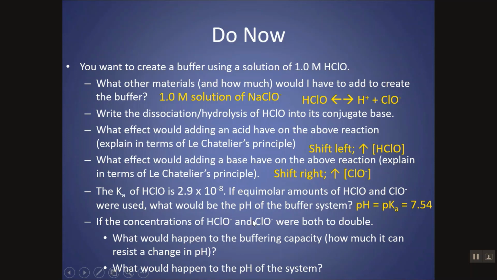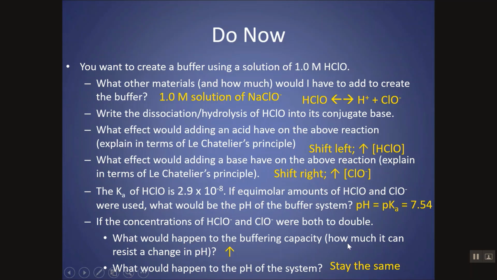If the concentrations of the acid and conjugate base were both to double, the buffering capacity would increase. I would be able to resist changes in pH for a longer duration of time, or resist more concentrations being added. We said the more we have to start with, the better it can function as a buffer. The pH, however, would not change. It would stay the same.